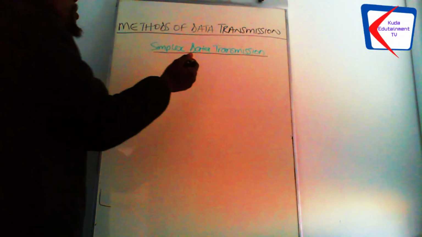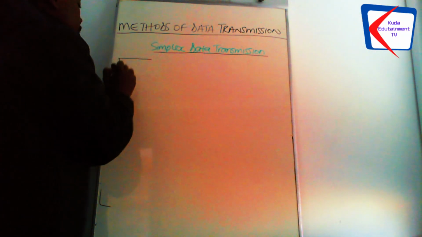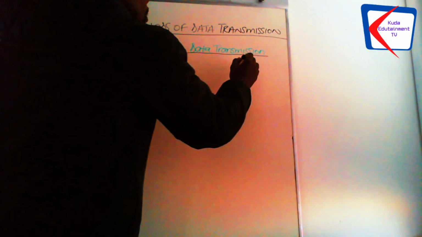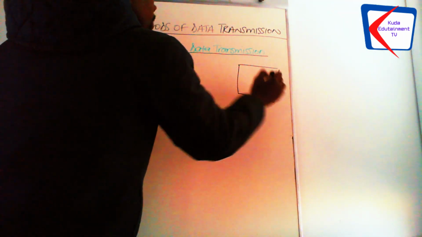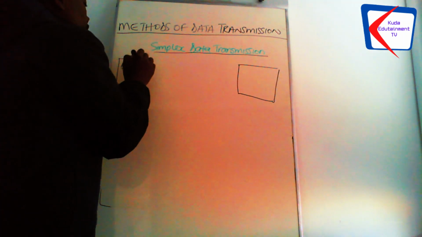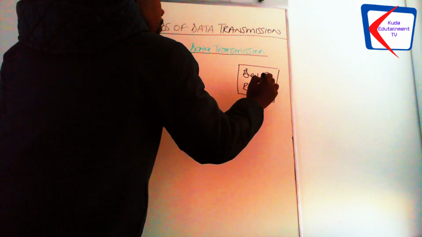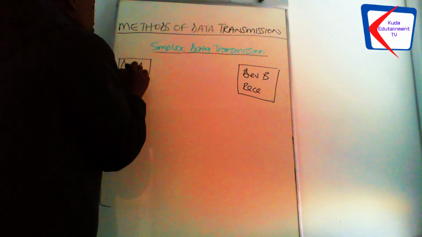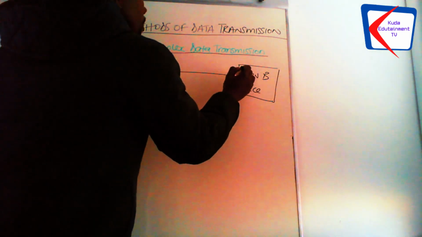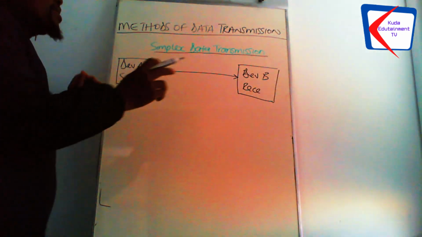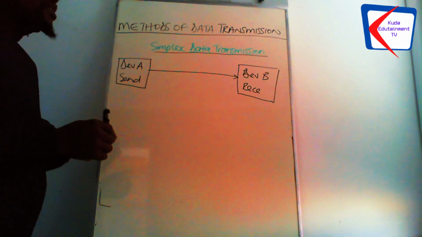So I'm going to demonstrate how to represent the respective diagrams for these methods of data transmission. So this is what you are going to see next. This is simplex data transmission. It is very easy. We have got the sending device, which is device A, and the receiving device, which is device B. This is the sending, this is the receiving. So that's the simple illustration of simplex data transmission.